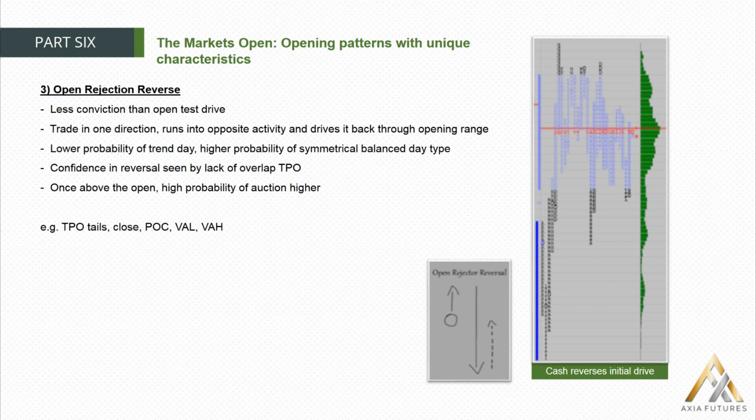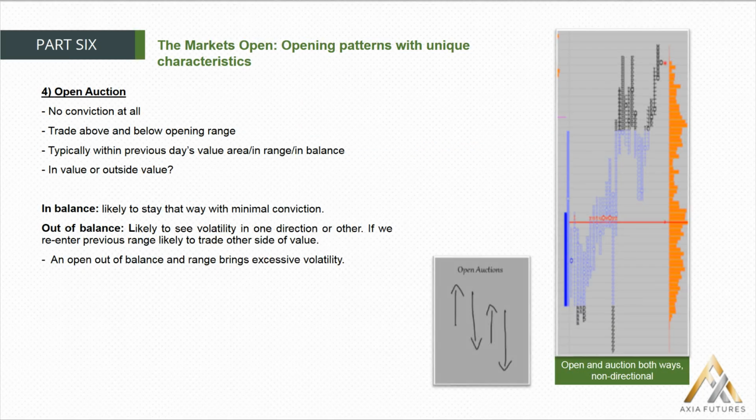Let's now turn our attention to the last of the opens, which is the least convicted open trade type we get. The last of the four opens is the open auction. As the name suggests, the market opens and it merely begins to auction between buyers and sellers.